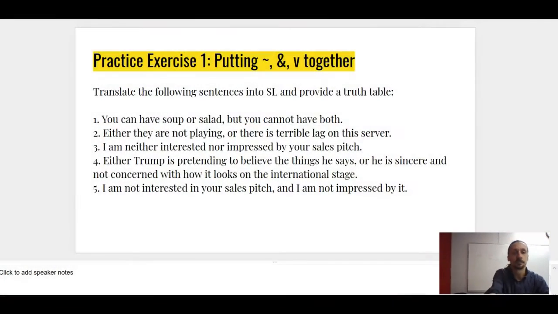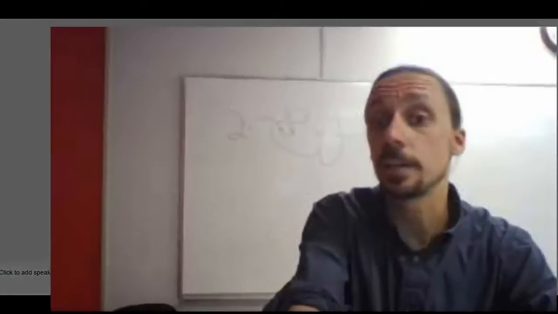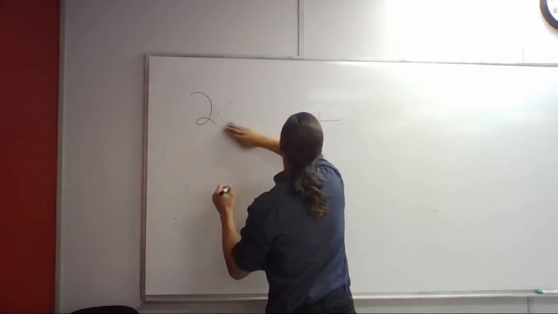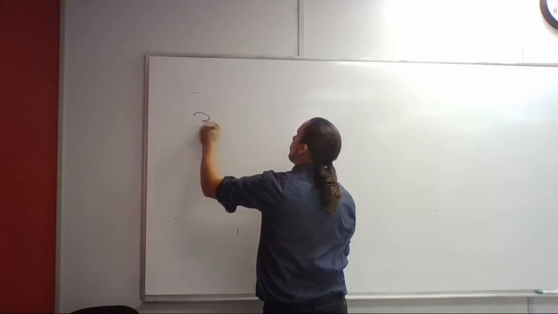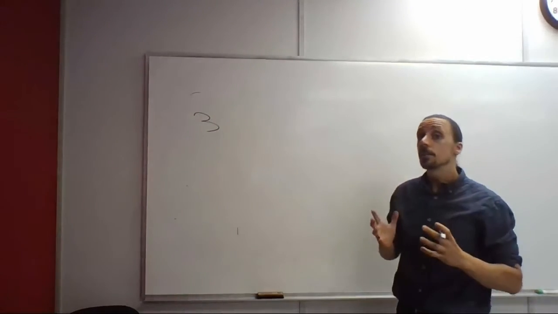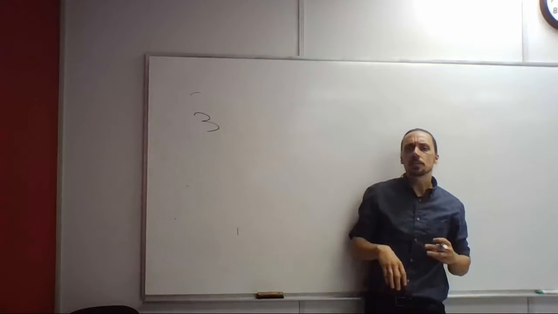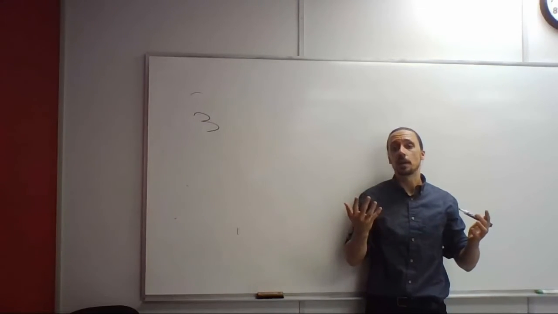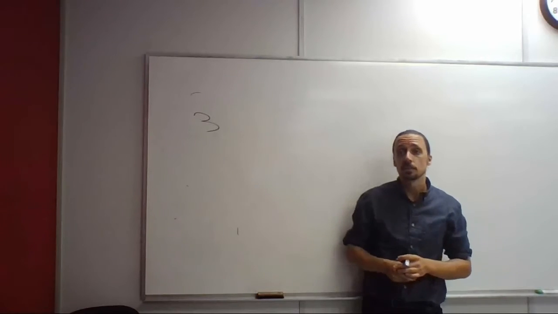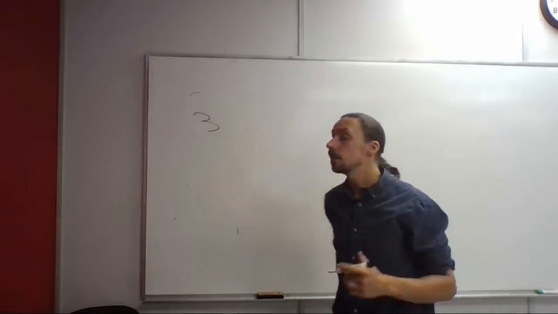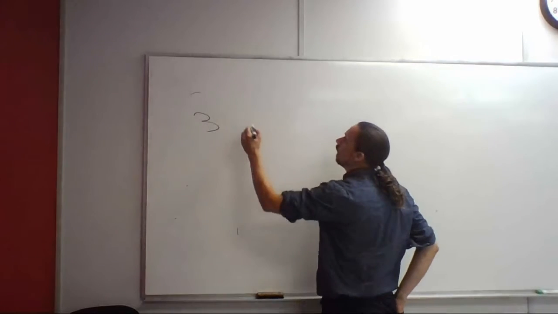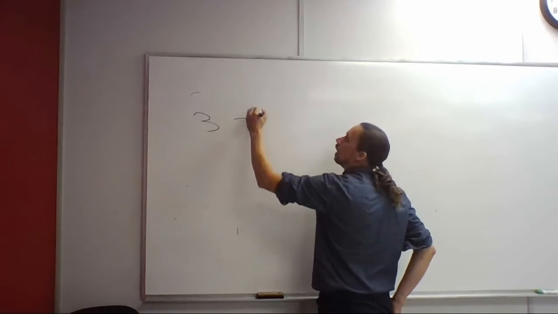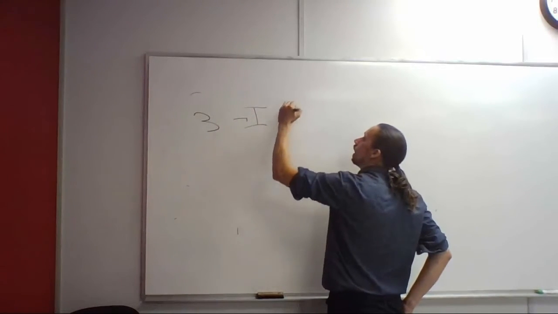What's the next question? I am neither interested nor impressed by your sales pitch. So what does that look like? Number 3: I'm not interested nor impressed by what? By your sales pitch. Actually, you should probably translate that as I'm not interested by your sales pitch, I'm not impressed by your sales pitch. So I'm neither interested in your sales pitch nor impressed by it. So we can go something like: it is not the case that I am, how about I for interested and or M for impressed.